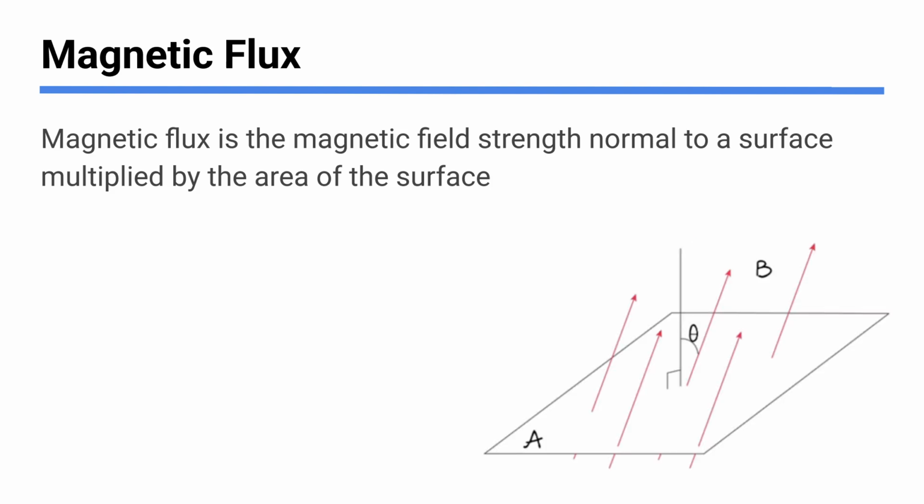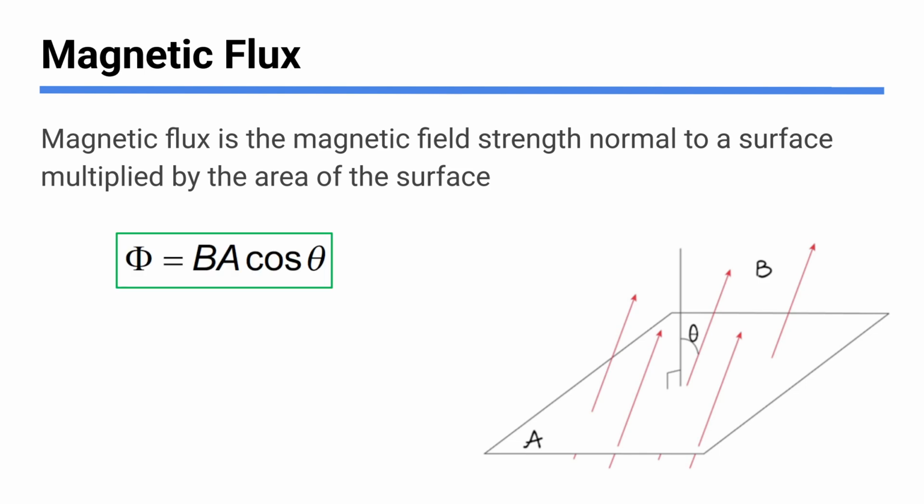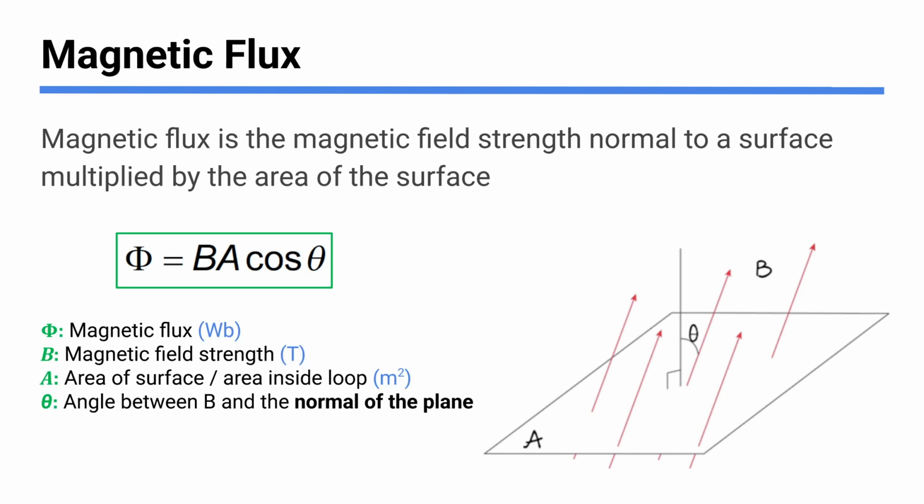There's an equation for flux. So here's how we do it. It has to do with the magnetic field strength multiplied by area. And officially, it's the magnetic field strength normal to the surface. This is the equation. This is what you want to think of about what flux is. This is how you figure out a number for flux. Flux is B times A times cosine of theta.